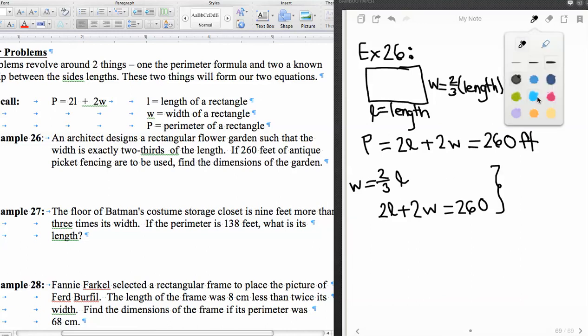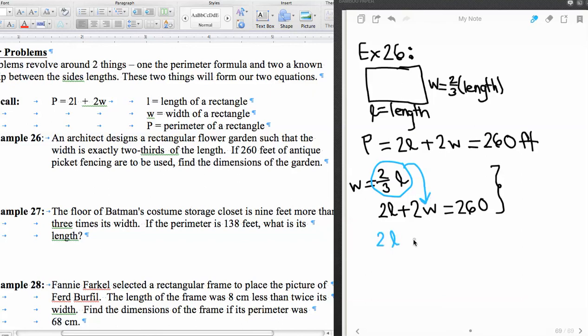And then from there, we want to solve our system. This is an expression for width, so we're going to put it right in there. So 2 times the length plus 2 times the width, 2 times 2/3 times the length, and that's equal to 260. And so now we have 2L plus, 2 times 2/3 is 4/3 L, and that's equal to 260. So we can do one of two things.